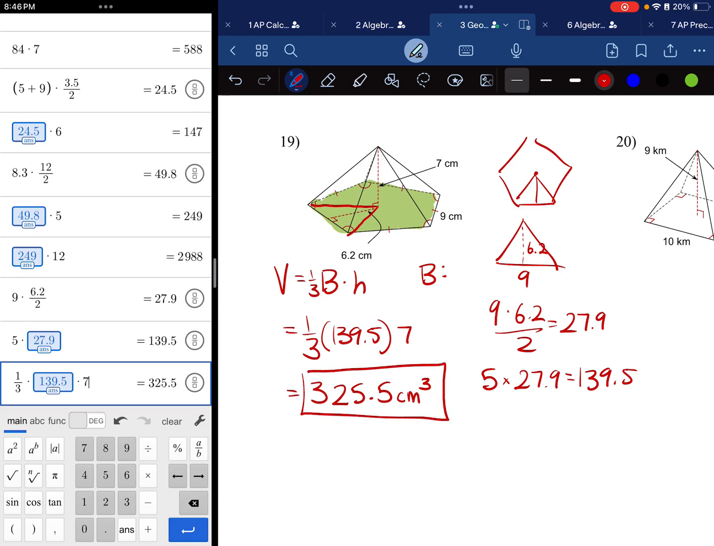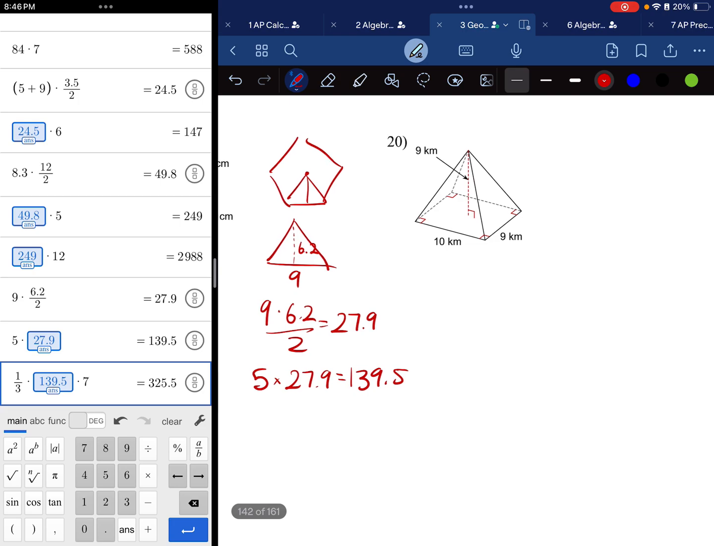Again, volume is always the power of 3. All right, and then once I do number 20, I'll come and check my work. The general idea here is, again, volume is equal to base times height. You always start with that.